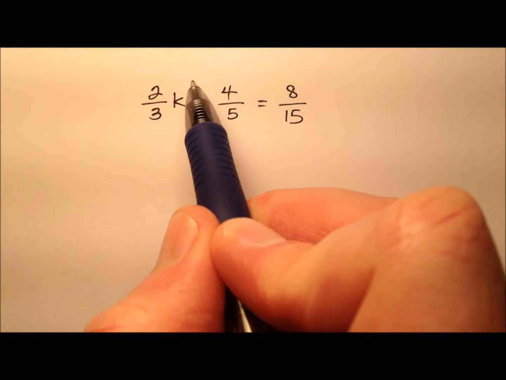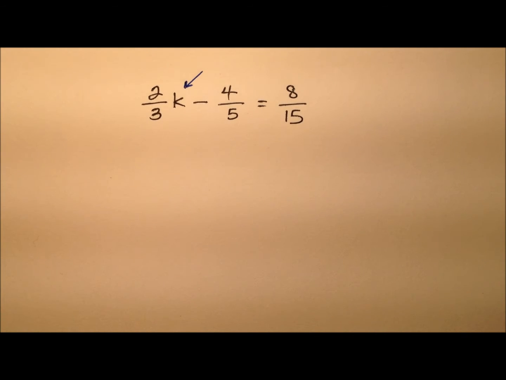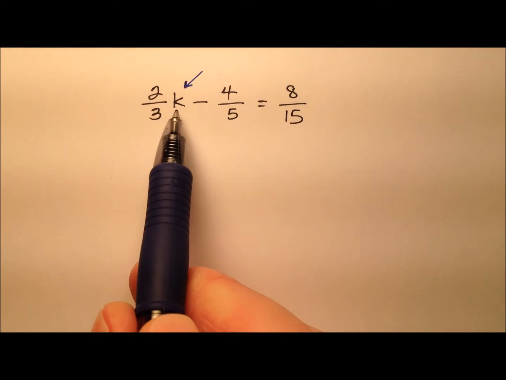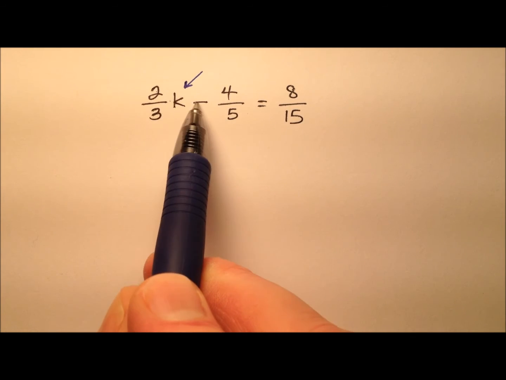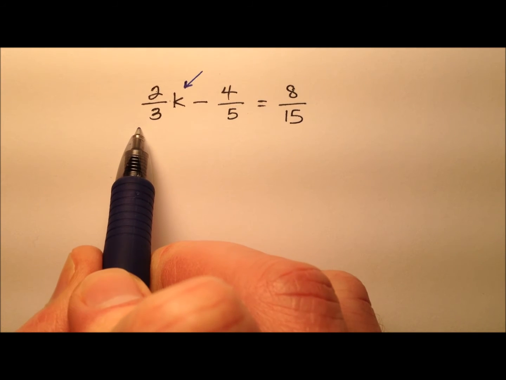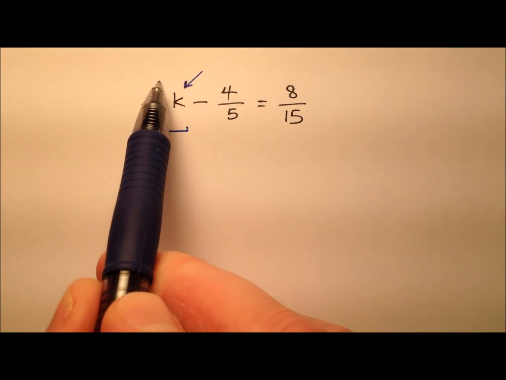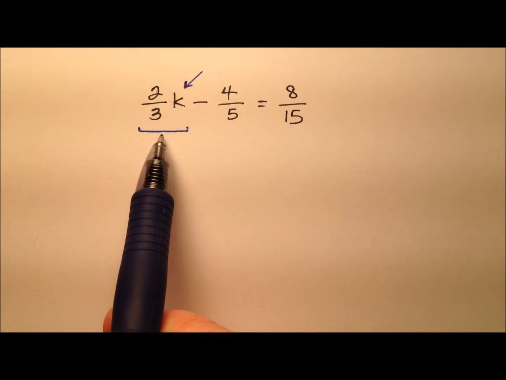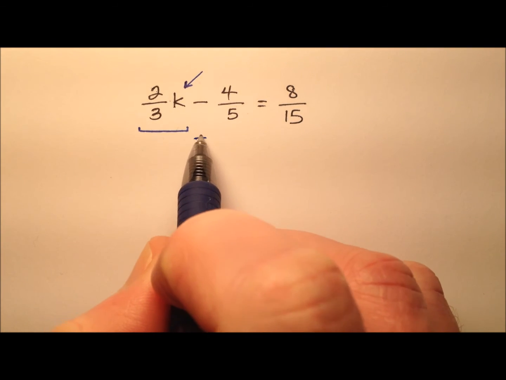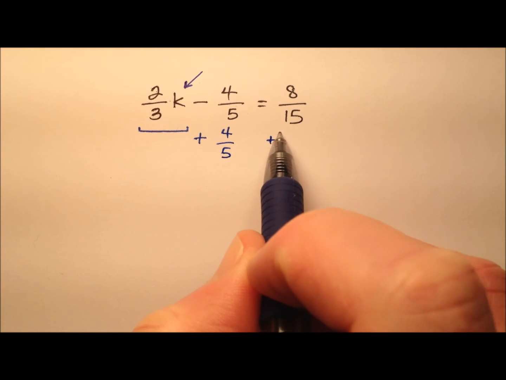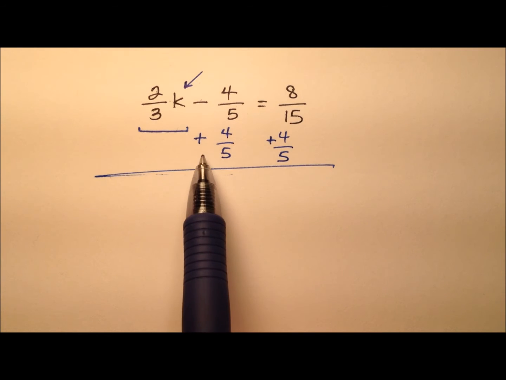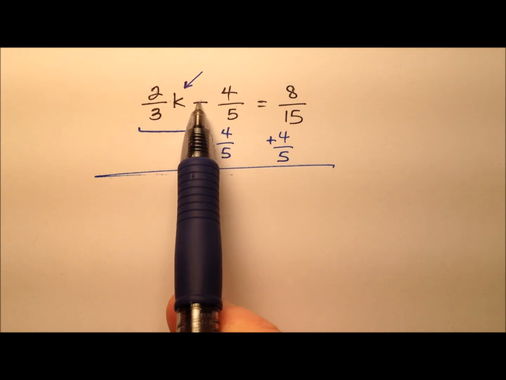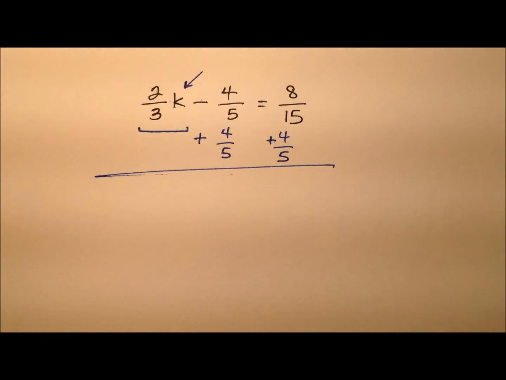So remember, in order to solve an equation, it means we're really trying to isolate this variable, k in our case. So it seems like I have 2/3 being multiplied by k, and from that I'm subtracting 4/5. So in an effort to get this k by itself, let's focus on trying to get the 2/3 k by itself first. I can do so by dealing with this negative 4/5. In order to get rid of this negative 4/5 from the left side, I'm going to do the inverse operation of subtraction, and I'm going to add 4/5 to both sides. And I'm doing so using the addition property of equality.